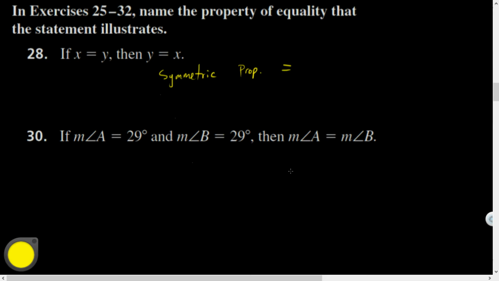No, because I'm not converting from congruence to equality. One way here, if the measure of angle A was 29, I could have substituted like that. So substitution is one way.